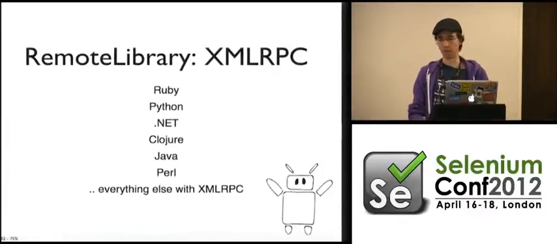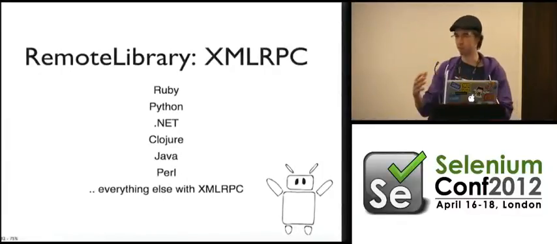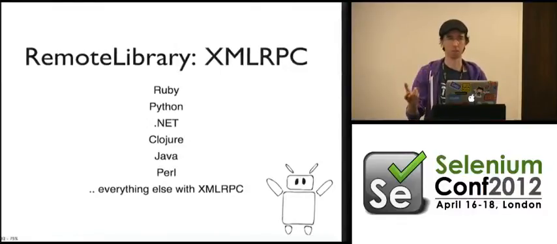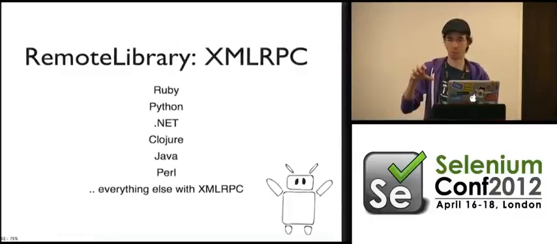Then there's a library. All the plugins that provide special keywords in Robot Framework are called libraries. And there's a remote library that uses XML RPC underneath, so you can hook into any system or subsystem that provides an XML RPC library. At least that's my impression of how Nokia and Siemens developed that.